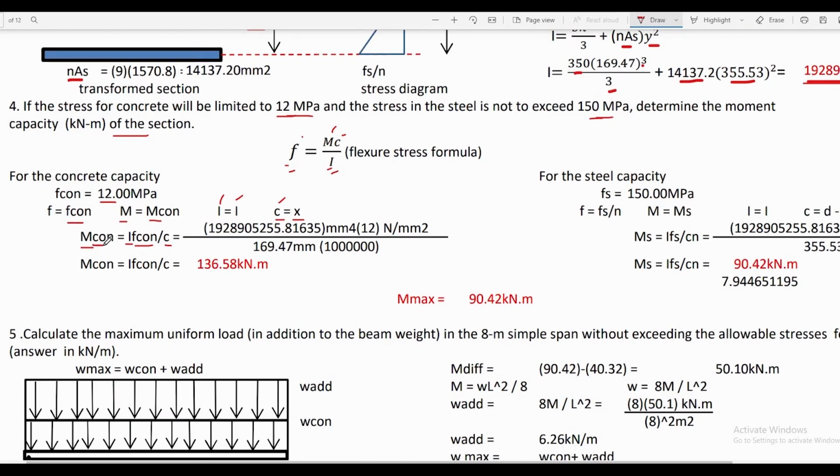So we can have the value of bending moment on the concrete section if it is limited to 12 megapascal in stress. So we just apply the formula. We substitute the value of I here, then substitute the value of F in concrete, that is equal to 12 megapascal. Then we divide it by 169.47, that is the value of C, or that is X in our problem. We just divide it by 10 raised to 6 to convert Newton into kilonewton and mm into meter. So we can have the value of moment capacity of concrete if it is limited to 12 megapascal for the stress, and that is just equal to 136.58 kilonewton meter.